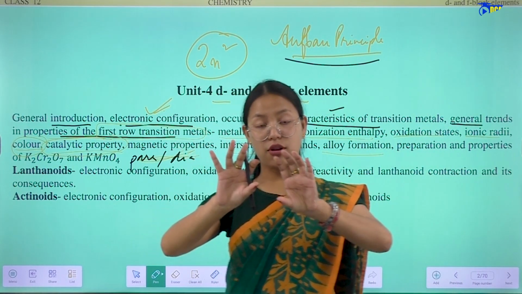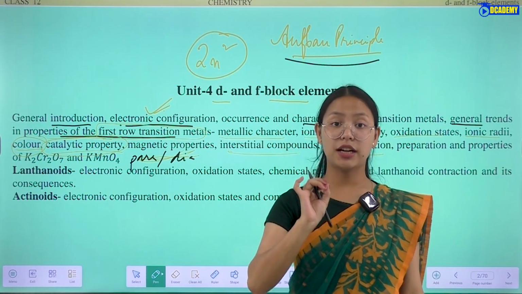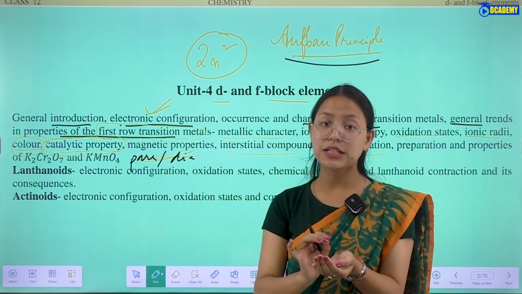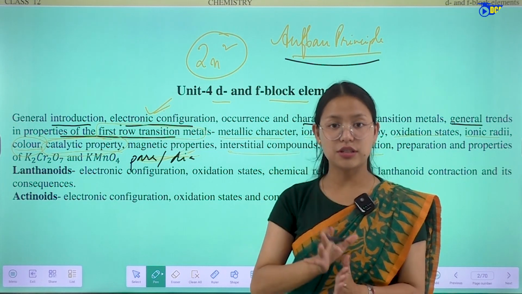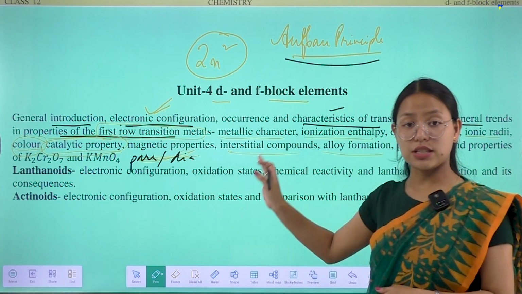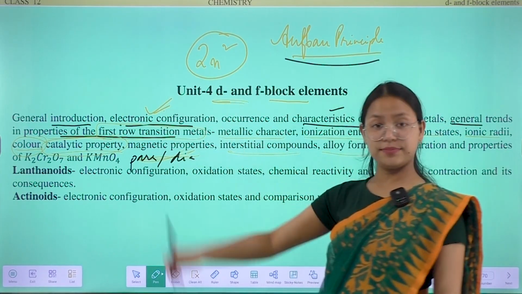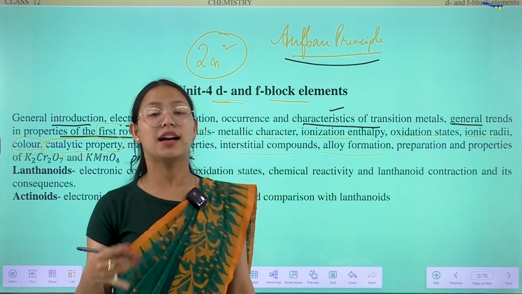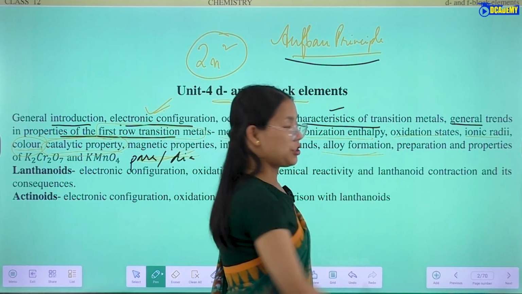When other elements such as small atoms occupy the empty spaces in the crystal lattice and form compounds, that is known as the interstitial compounds. So this is known as the interstitial compounds. We are going to study interstitial compound formation in d block elements here. Okay. Now here, alloy formation.